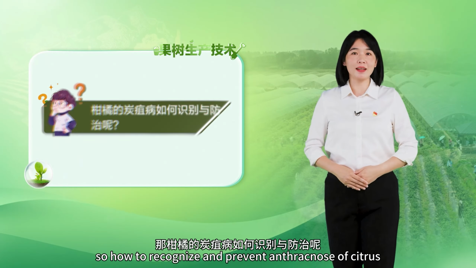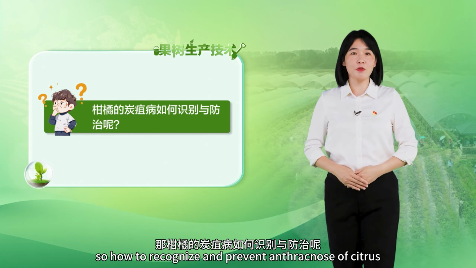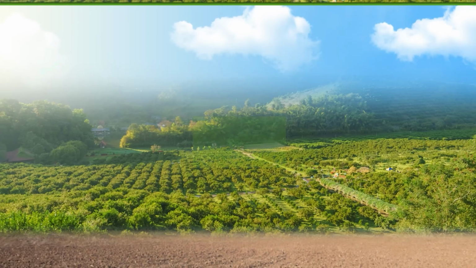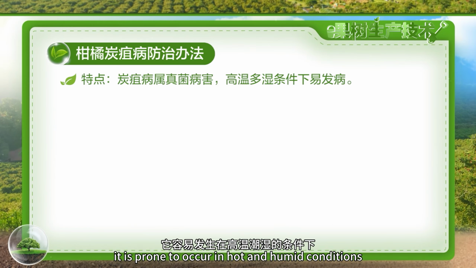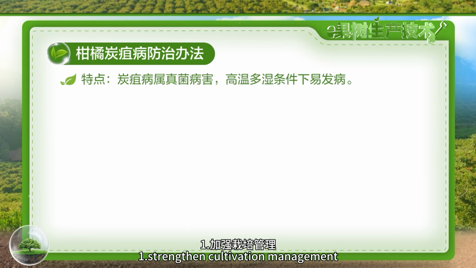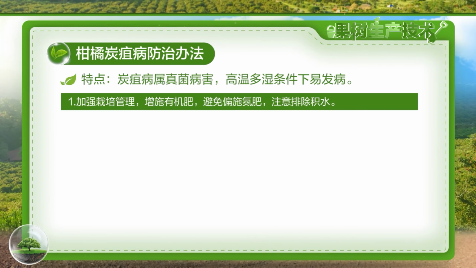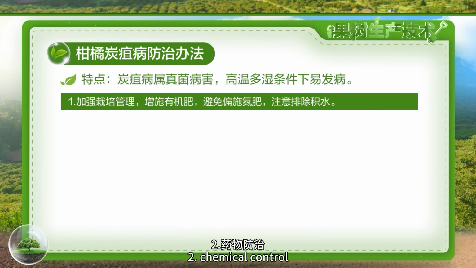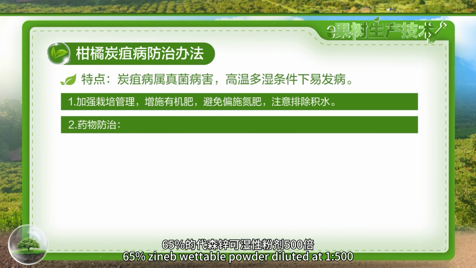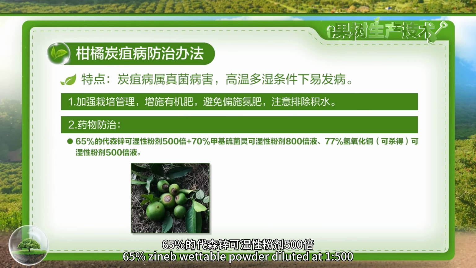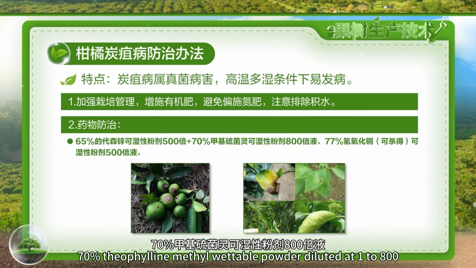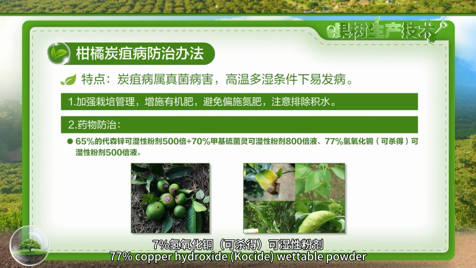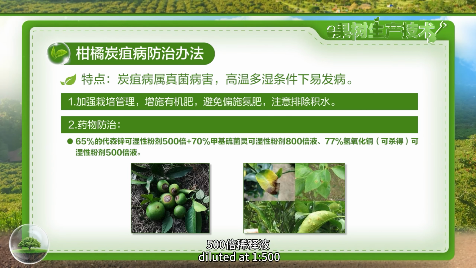So, how to recognize and prevent anthracnose of citrus? Let's see our prevention measures. Anthracnose is a fungal disease. It is prone to occur in hot and humid conditions. 1. Strengthen cultivation management and apply more organic fertilizers. Avoid overusing nitrogen fertilizer and ensure proper drainage. 2. Chemical control. 65% Zineb wettable powder diluted at 1 to 500, 70% thiophanate methyl wettable powder diluted at 1 to 800, or 77% copper hydroxide wettable powder diluted at 1 to 500.